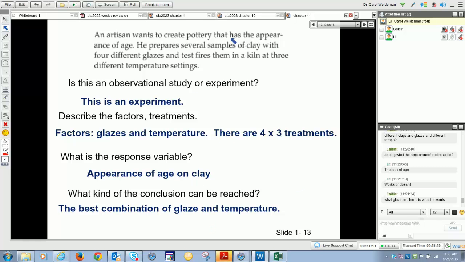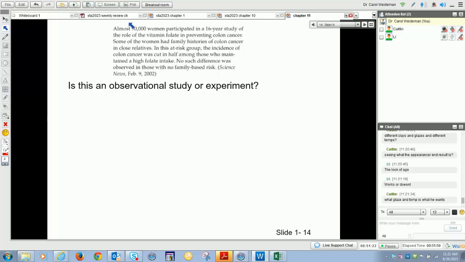Okay, because he wants to see the pottery with the appearance of age. By doing the 12 treatments, he looks at all of them, and then he actually can come out with the best combination of the glaze and the temperature. All right, so that was an experiment, and let's try another one.